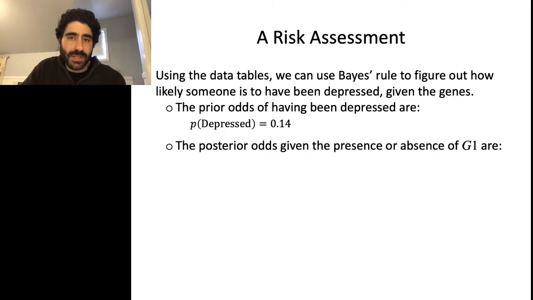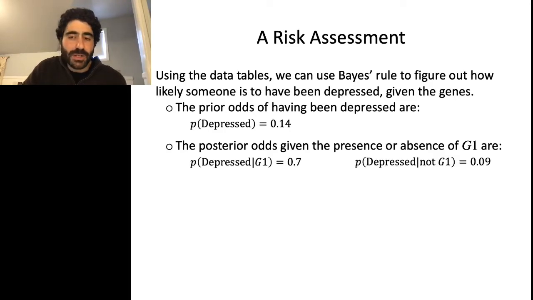If we want to build a model that just uses gene 1, we have to know the probability of being depressed having this gene and not having it, right? So with our model that only uses gene 1, we would measure this gene in a person, and if they have this gene, we would say there's a 70% chance they're depressed. If they don't have the gene, we'll say there's a 9% chance they're depressed. This is our prediction model that only uses G1. We adjust our predictions based on whether people have this gene or not.